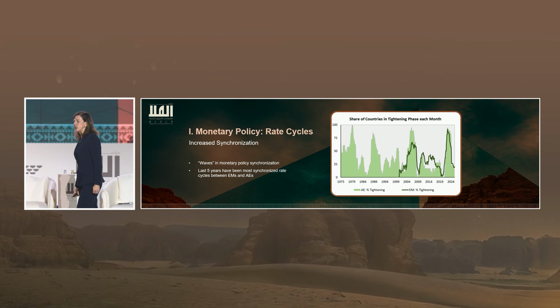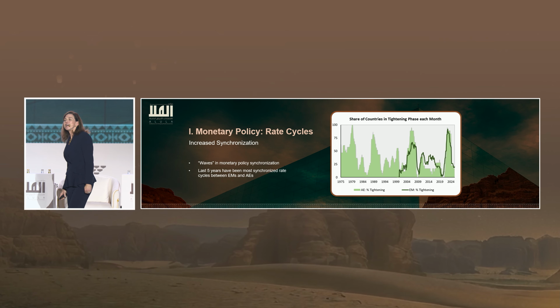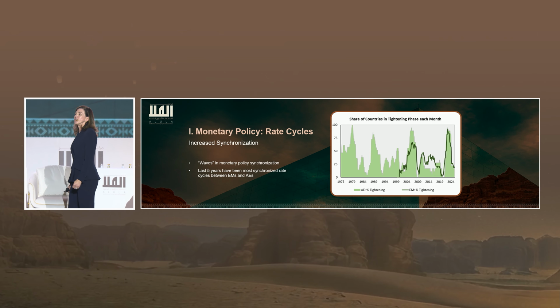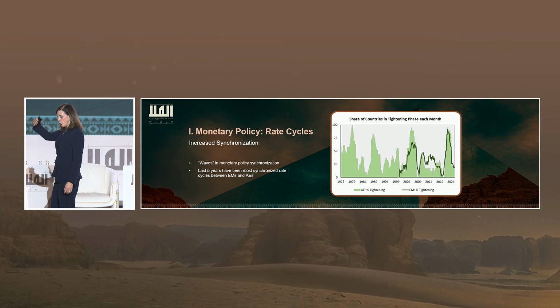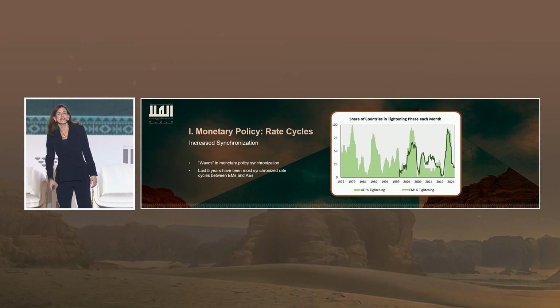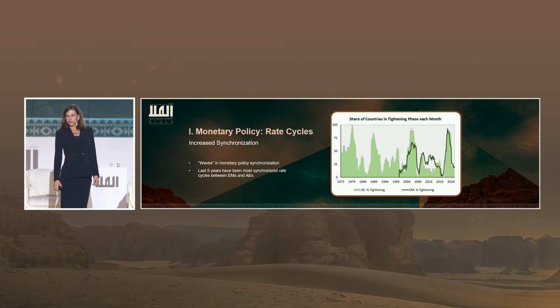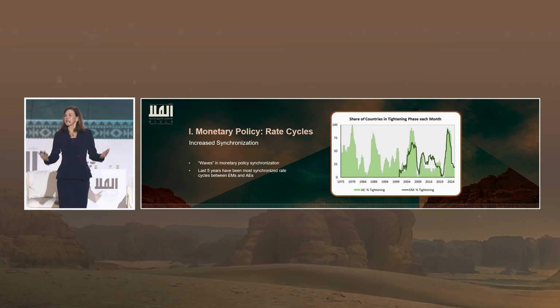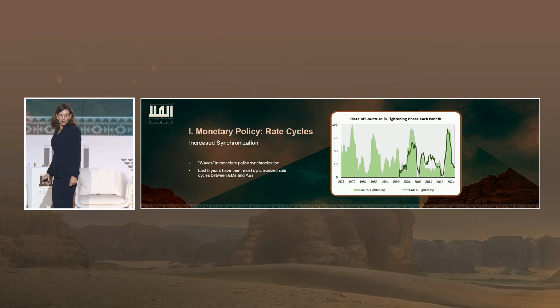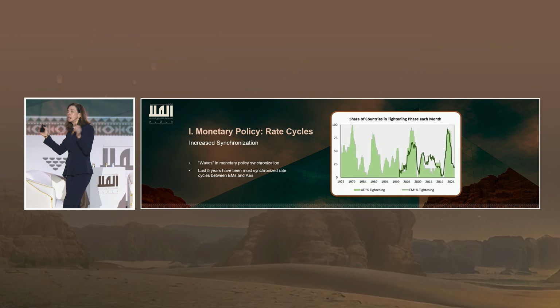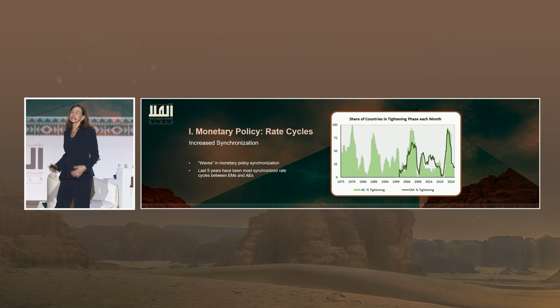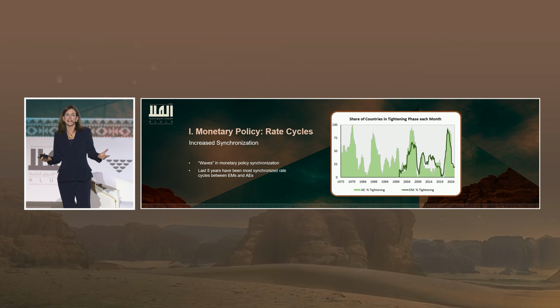So this graph in green shaded area shows the share of advanced economies that are in a tightening phase. The white above it is the share in an easing phase. The dark green line is the share of emerging markets in a tightening phase, and above that is the share in an easing phase. And the first thing that jumps out at you is these waves of tightening and easing cycles. And this shows that there often are global shocks where a large share of advanced economies and emerging markets simultaneously shift to tightening or easing monetary policy.